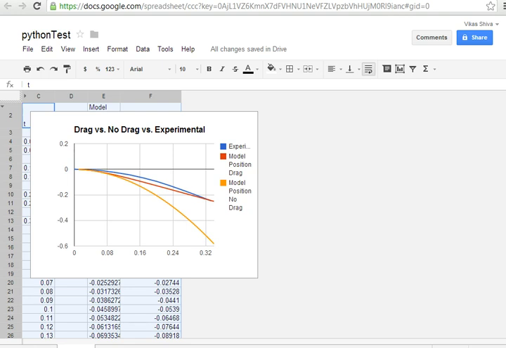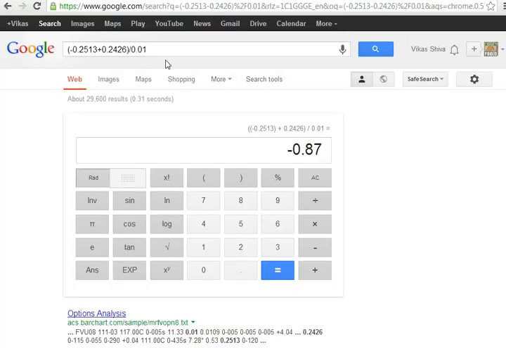To see whether terminal velocity changes with a different v initial, as the question asks, we'll use the last 2 points of our drag model to estimate terminal velocity. So I did that here, and we arrive at negative 0.87 meters per second. We'll plug that back into our model and run it.